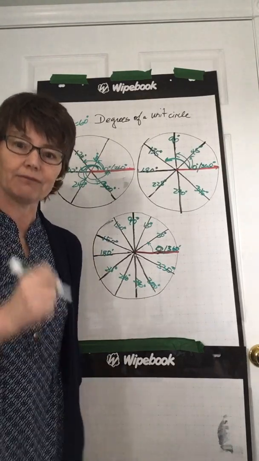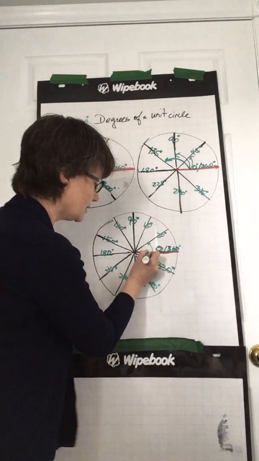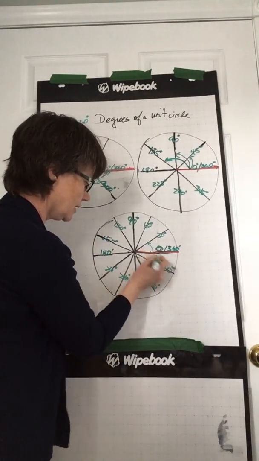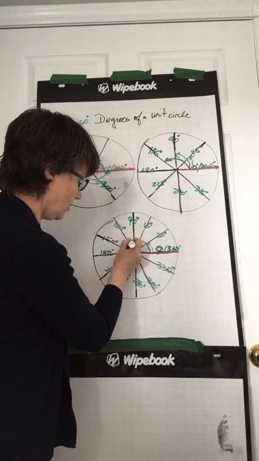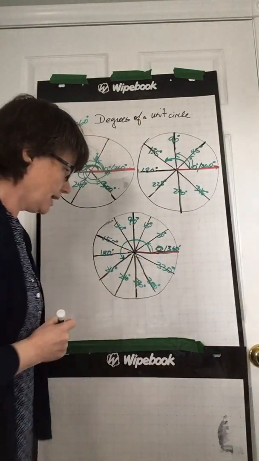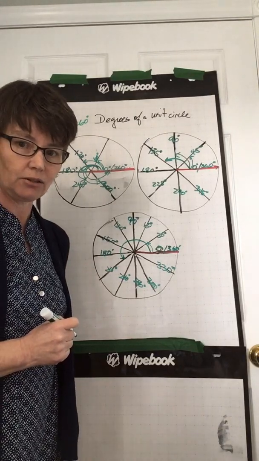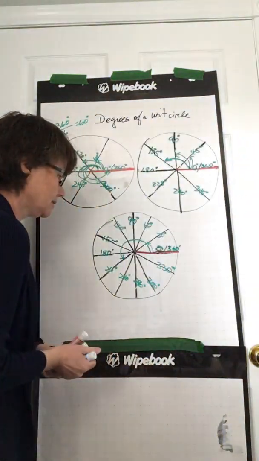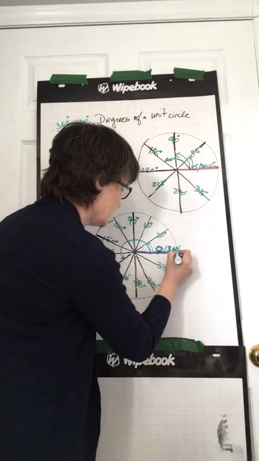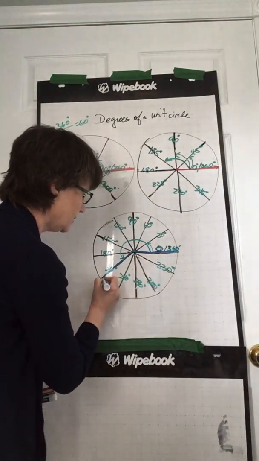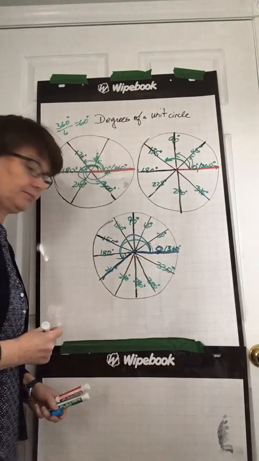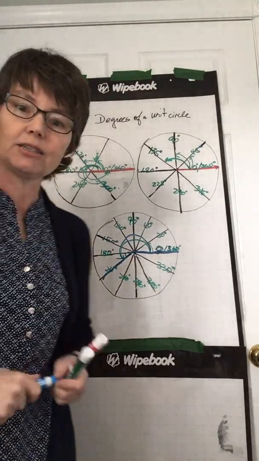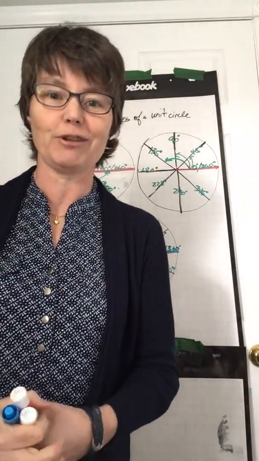Keeping in mind, every single one of these starts here and goes in a counterclockwise direction. So if I go from here all the way around to this, that's an angle of 210 degrees. That 210 degrees begins here and ends here in this direction. So that's the unit circle and the degrees around the unit circle.